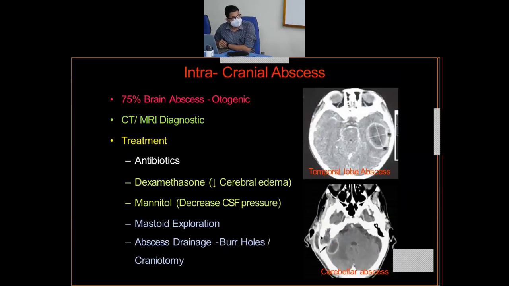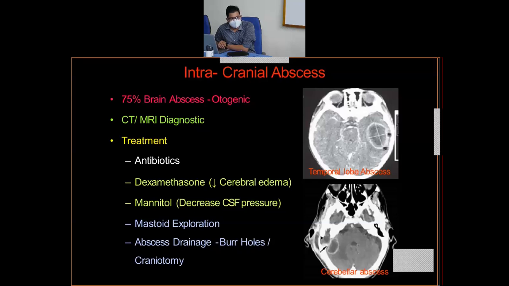So in intracranial abscess, if you see the overall cause, 75% of brain abscess is mainly due to CSOM, that is otogenic. To diagnose, you have to do CT scan and MRI of the brain. Among the treatment, medical treatment is antibiotics. You have to start dexamethasone to decrease the cerebral edema, then mannitol to decrease the CSF pressure.